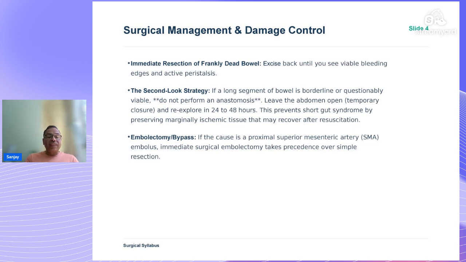However, if there is obvious necrosis and transmural infarction and gangrene of the bowel, then excision of the segment of bowel, sometimes relook surgery after 24 to 48 hours, or creation of a stoma would help to save the patient, and later on a restoration of bowel continuity may be performed after 3 to 6 months.